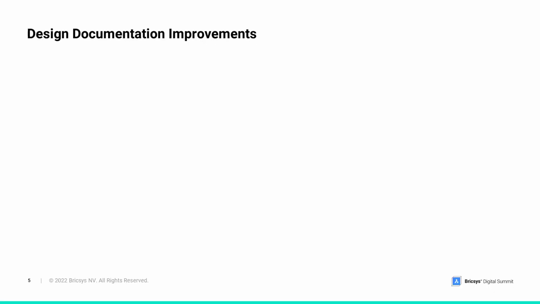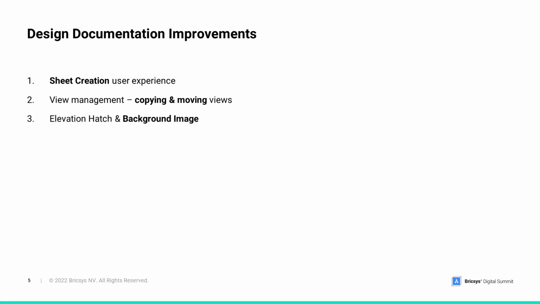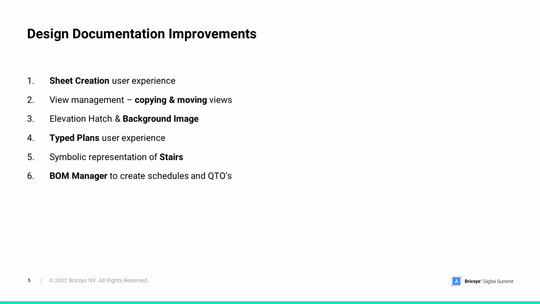So, let's reiterate which improvements were made in the design documentation stage of a project. First of all, the sheet creation user experience has improved greatly. View management is now easier because of the ability to easily move and copy views to other sheets. A new experimental feature is available that generates background images for 2D views, especially useful for elevation views. The creation and management of type plans is now more intuitive and better integrated in the sheet creation process. Stairs now have a symbolic representation on plan views, and last but not least, the Bill of Material Manager now fully supports BIM data, allowing for easy creation of schedules and quantity takeoffs.